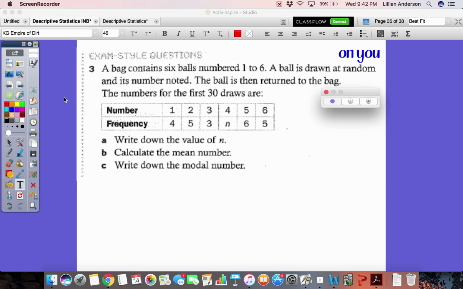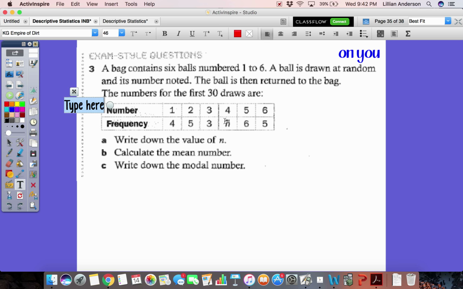All right, so a bag contains 6 balls numbered 1 to 6. A ball is drawn at random and the number is noted. The ball is then returned to the bag. The numbers for the first 30 draws are given to you. So you've got the ball number at the top, and then how many times that particular ball number showed up. Now it says you did this for the first 30 draws. So 30 basically represents the total of our frequency. And we need to know that to find the value of n.